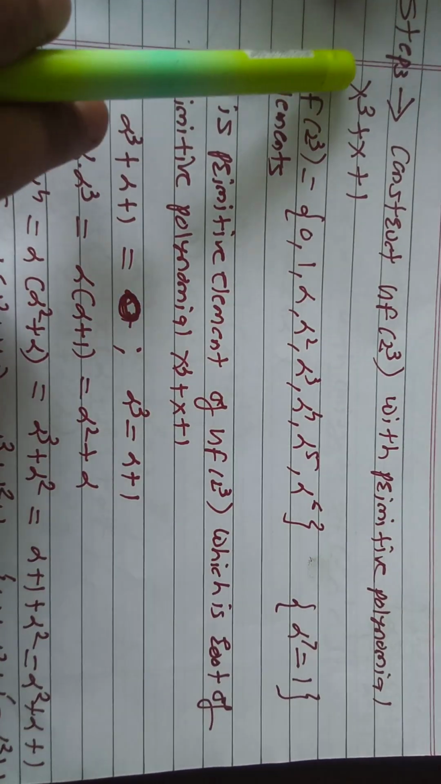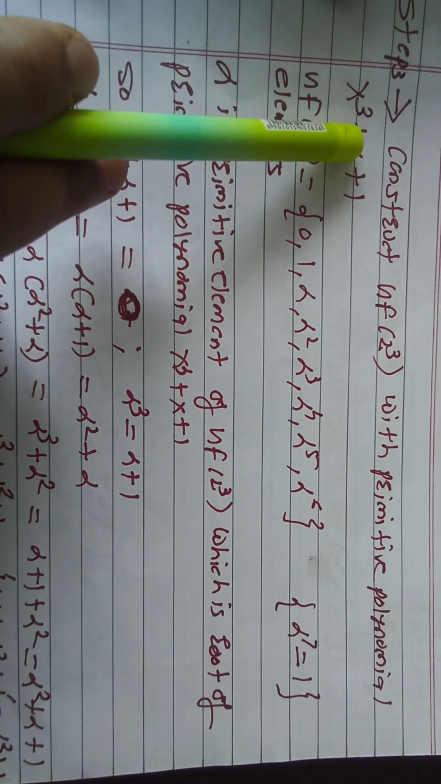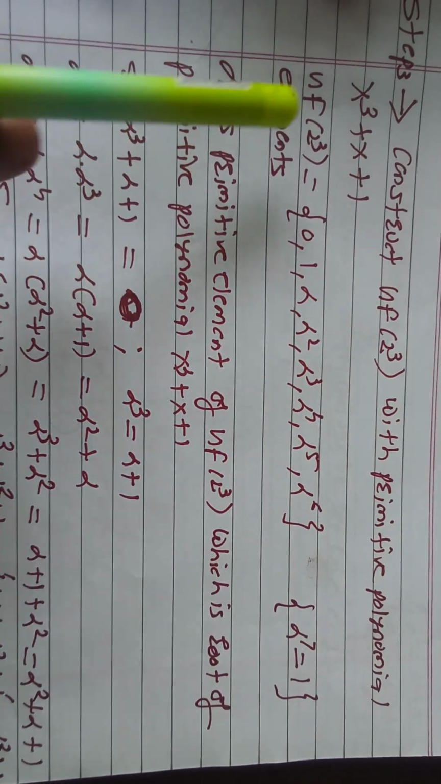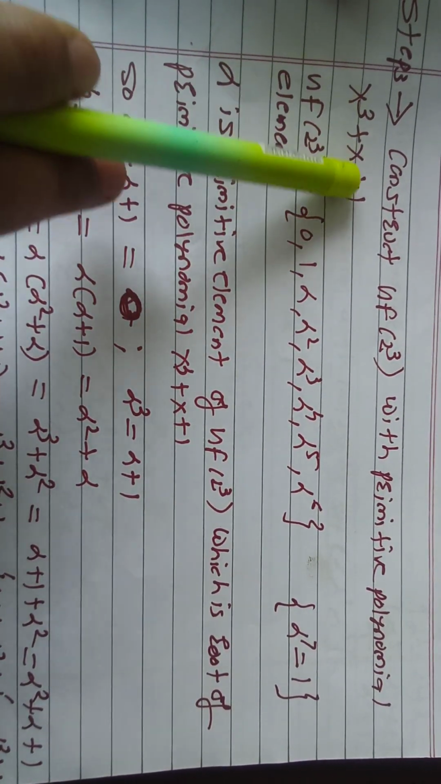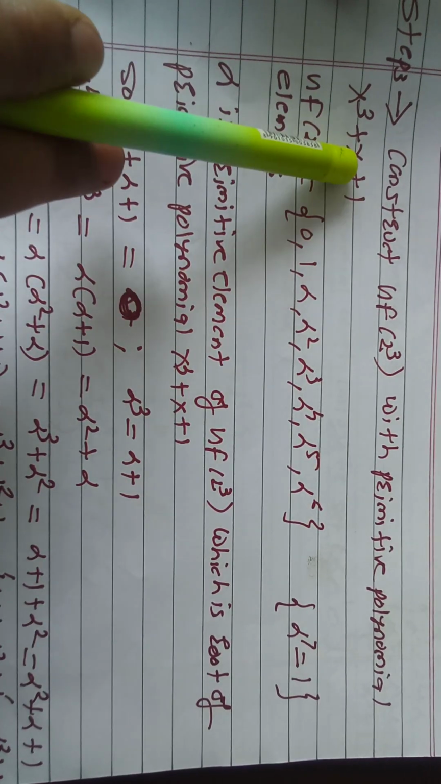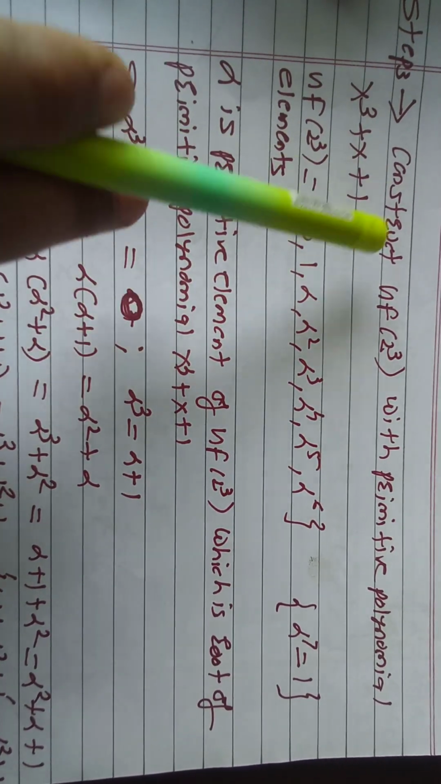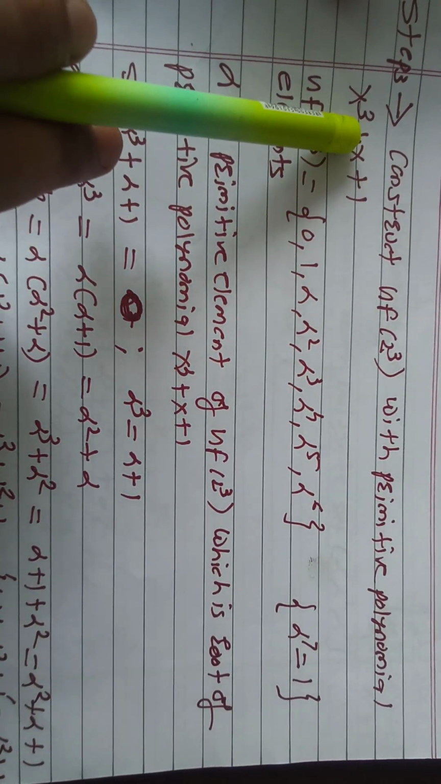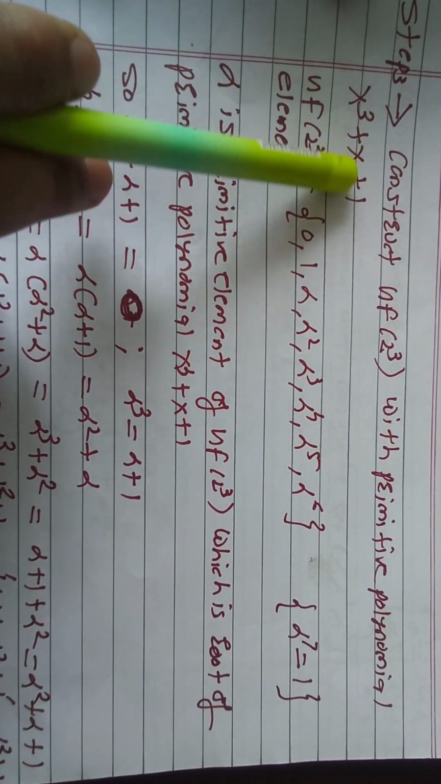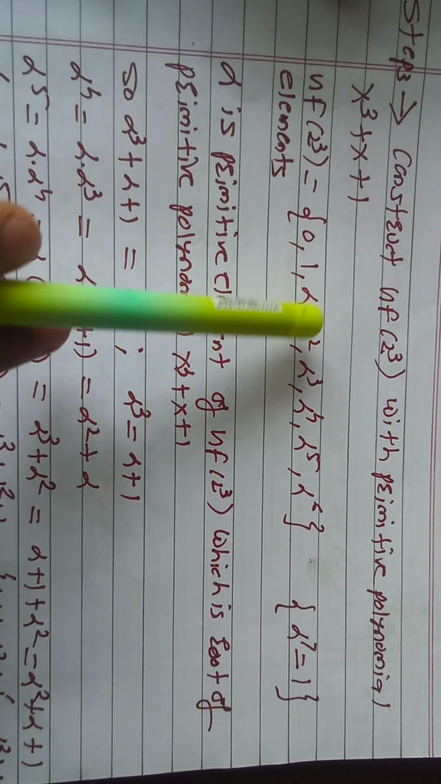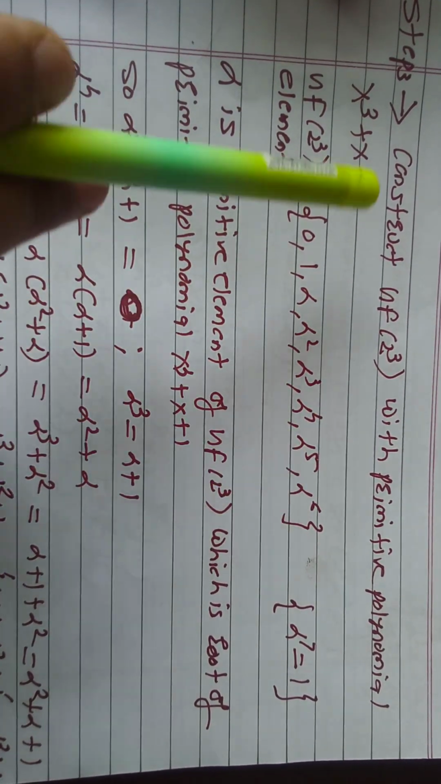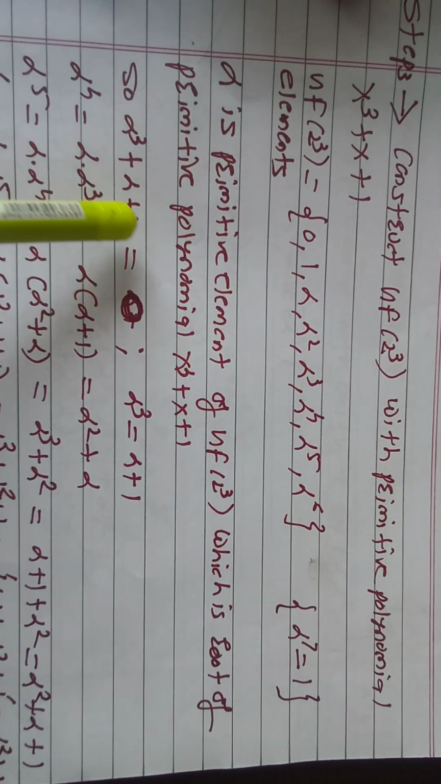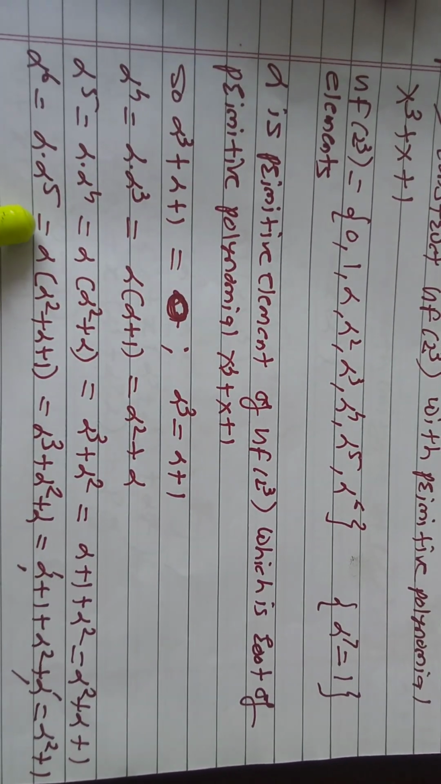So the primitive polynomial you are using is x cube plus x plus 1. So alpha is the root of the primitive polynomial. This you have to remember. All these elements can be expressed as mod of this primitive polynomial. So what are the values of these elements as a mod of this primitive polynomial is you can observe below.